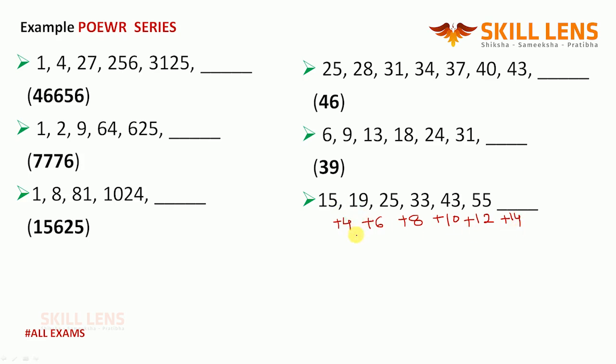So here 4, 6, 8, 10, 12 and 14 are what? Even numbers in increasing order. So 55 plus 14 is going to be what? 69. Okay, so that completes the solution of that particular question. Okay, so let's go to the next question.